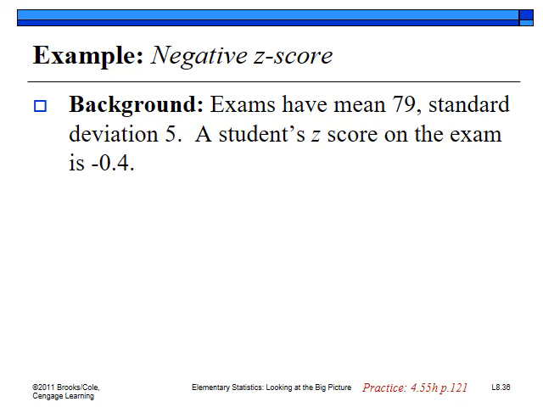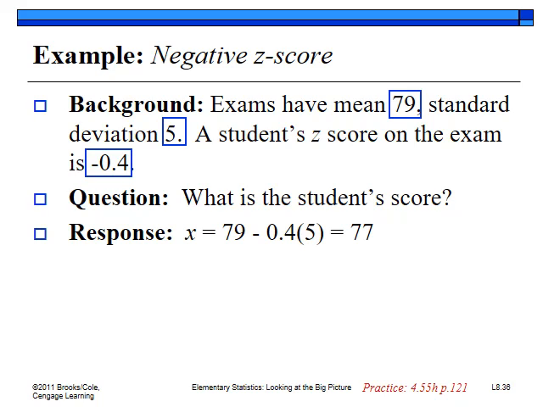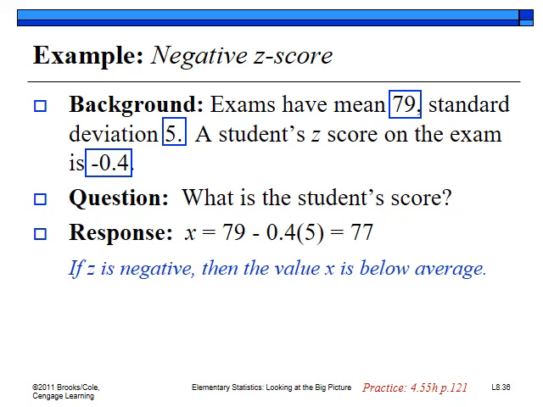Here's an example. If an exam has mean of 79 and a standard deviation of 5, a student's reported z-score is minus 0.4. What's the student's original score? Here we're given the z-score. We wish to find the actual score, so we'll take the z-score, multiply it by the standard deviation, and add the mean. That gives us an original score of 77. Remember that if a z-score is negative, that means the original value x is below average.